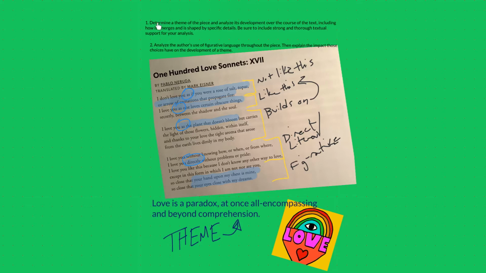The first one is a pretty standard prompt about theme. It's just about identifying how a theme develops over the course of a text and to illustrate it using textual support. Then the second one adds a new layer to that. It wants you to analyze theme, but specifically in the context of how figurative language helps to develop theme. So it's a multi-layered prompt. It's not just about theme, it's about how figurative language influences theme.